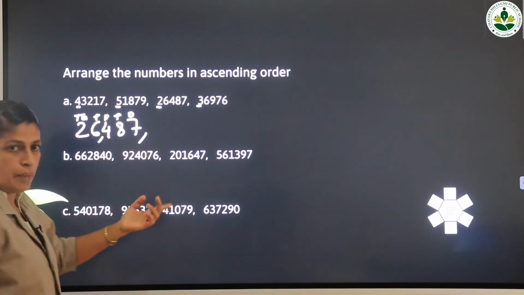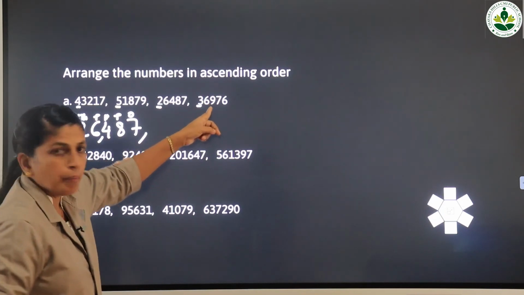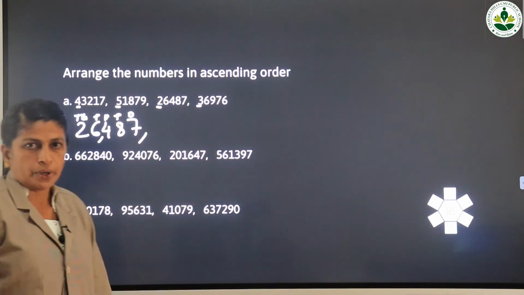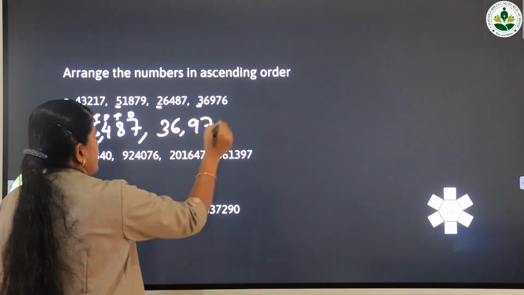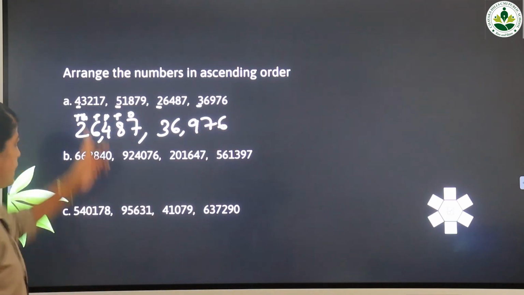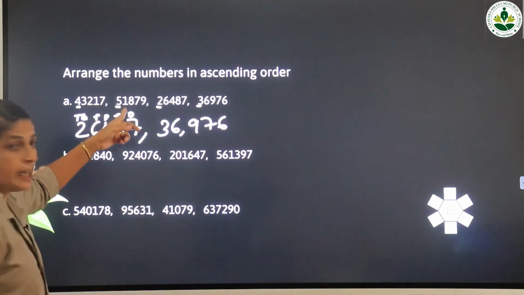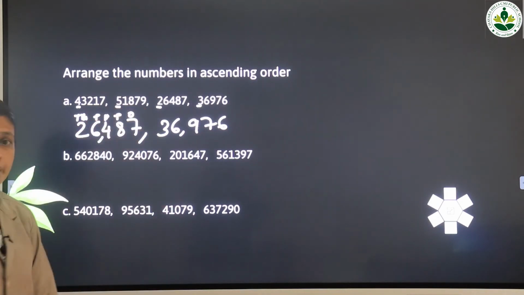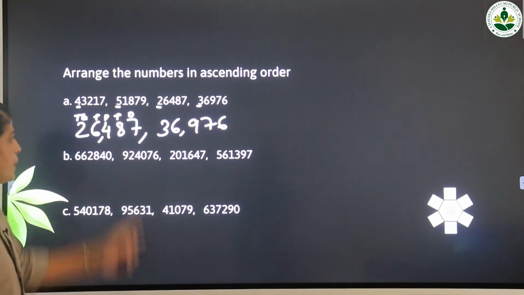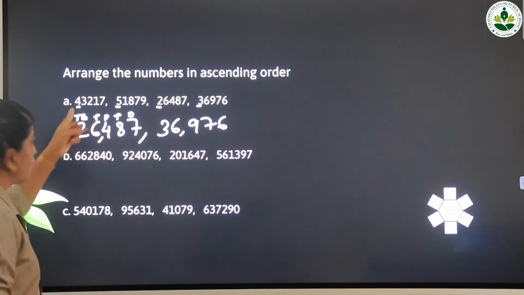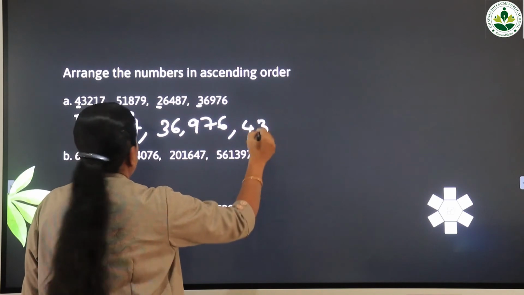Then the next smallest number. After 2, 3. The first digit is 3 in this number. That is the next smallest number. Therefore, this is 36,976. Then 2 more numbers are remaining, this 43,217 and 51,879. Then these two numbers, 4 or 5, which is the bigger number or which is the smaller number? This 4 is the smaller number. Therefore, that will be the next smallest number.